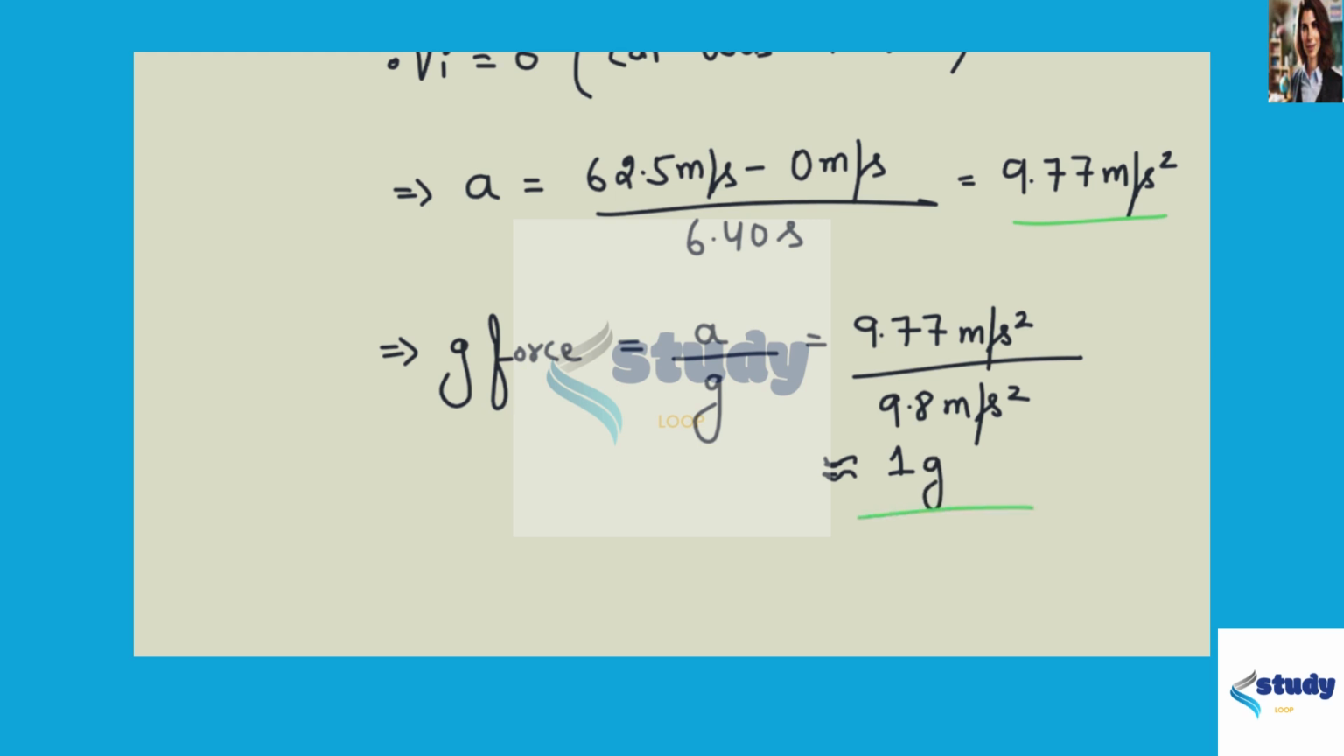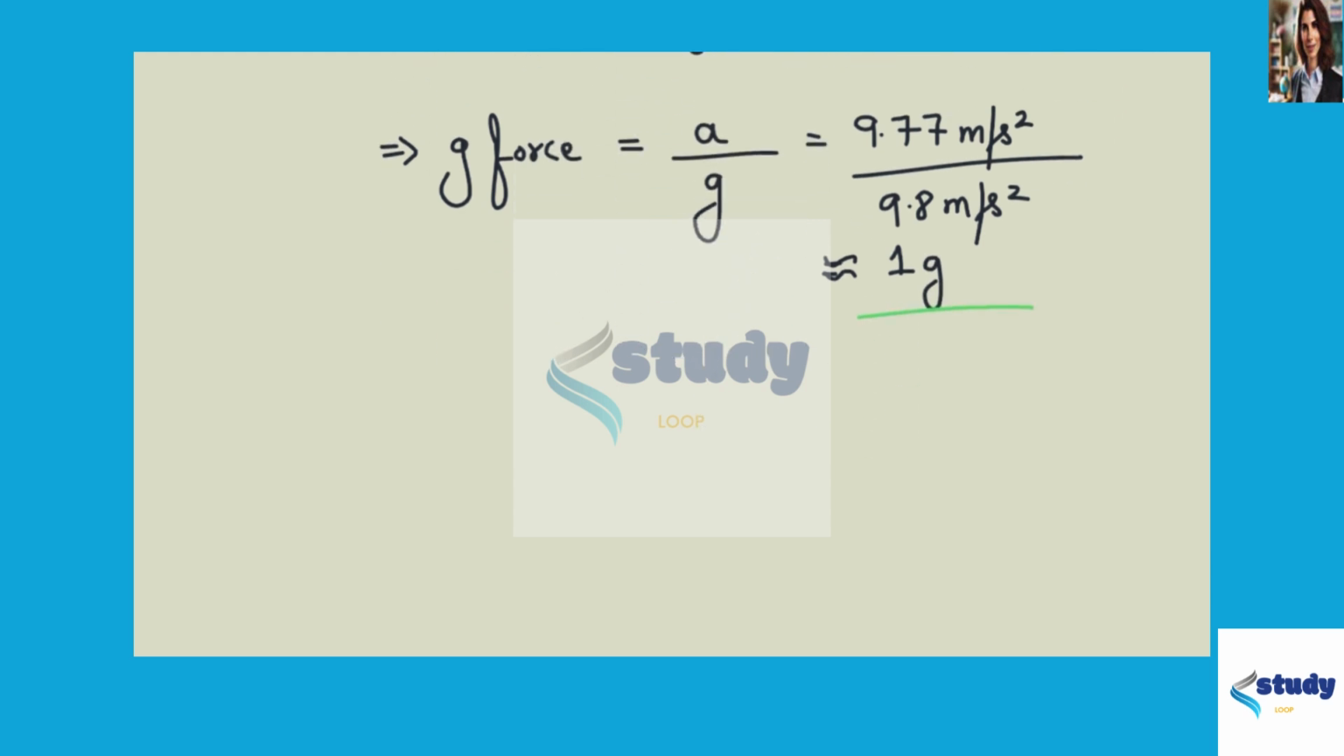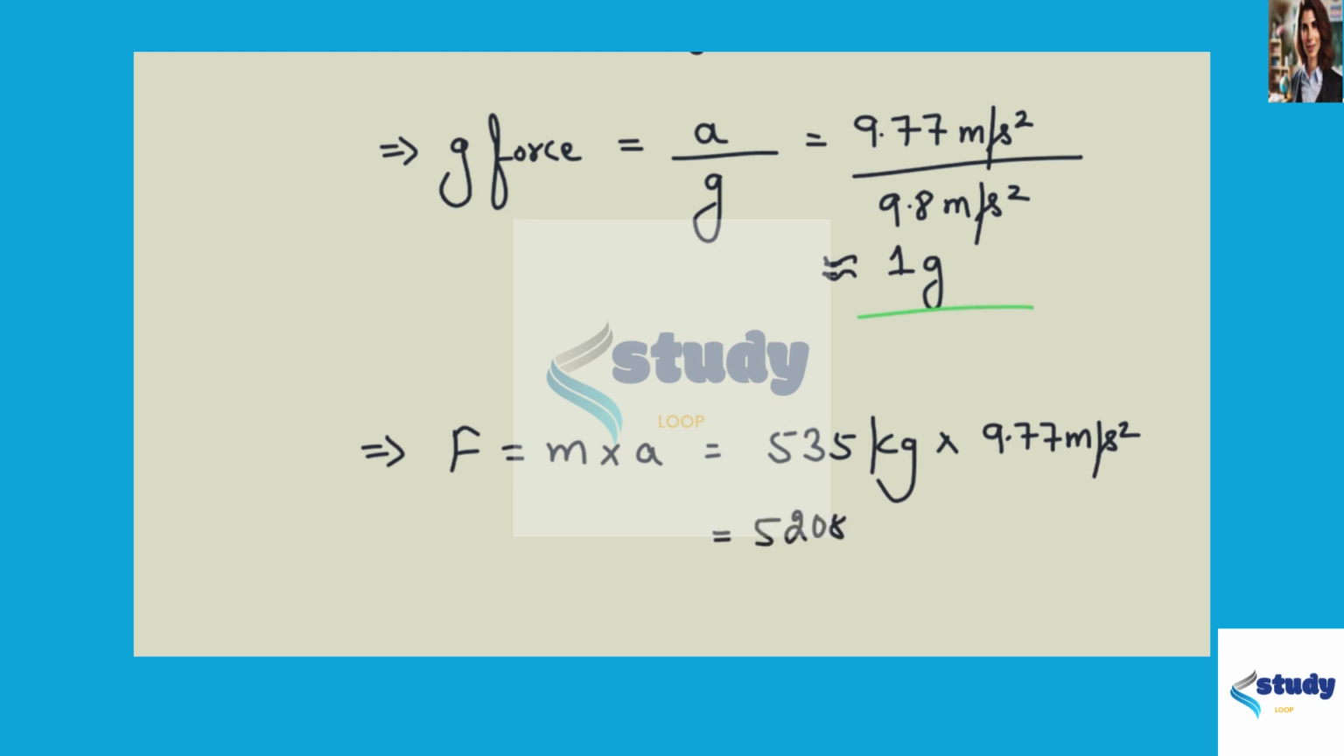Now, to calculate the horizontal force the road must exert on the tires, we can use the equation: the force F is equal to mass times acceleration. Here, mass is the mass of the driver and car, which is 535 kg, times the acceleration, that is 9.77 meters per second squared, and this comes out to be 5208 Newtons. Therefore the driver experiences 1 G, and the road must exert a horizontal force of 5208 Newtons.